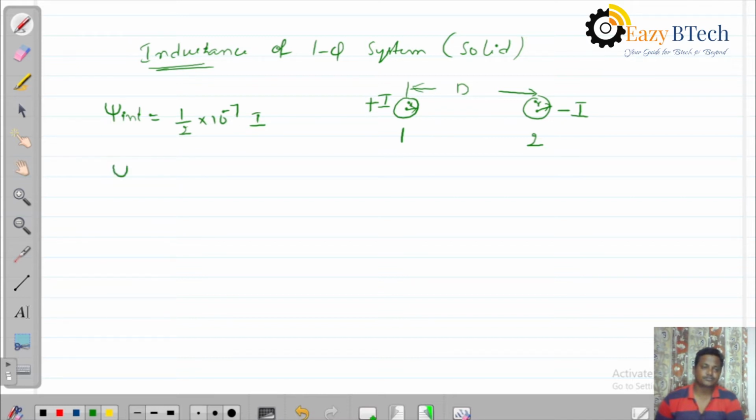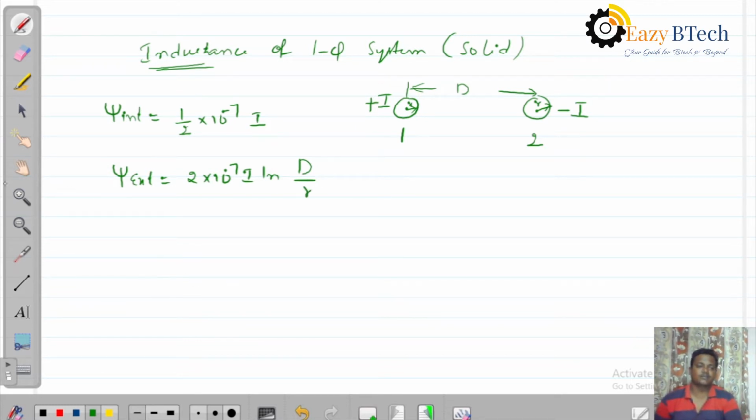Next, we already discussed the external flux linkage due to current flowing through the conductor. It is 2 into 10 power minus 7 into I ln d by r. This is also something we already derived.